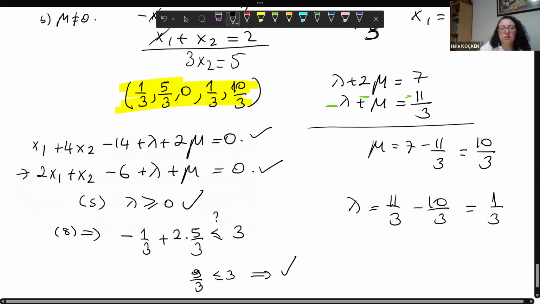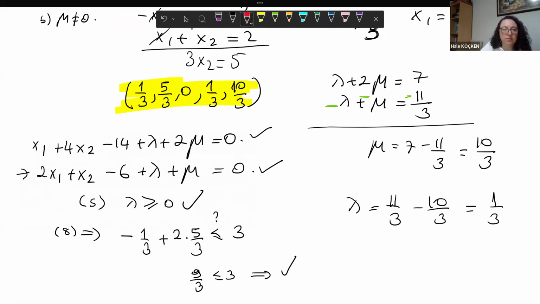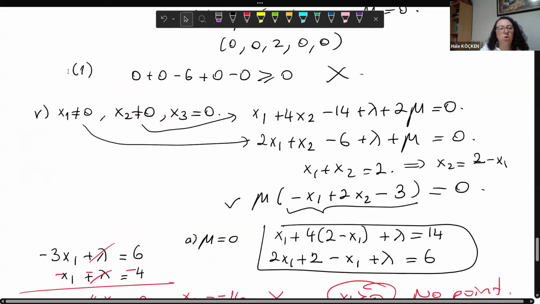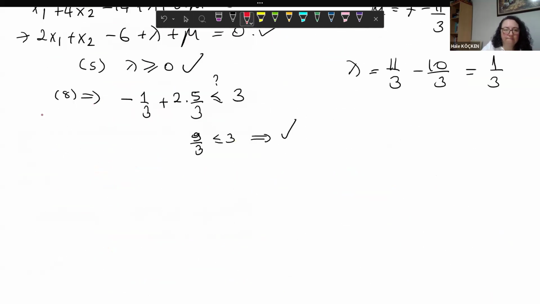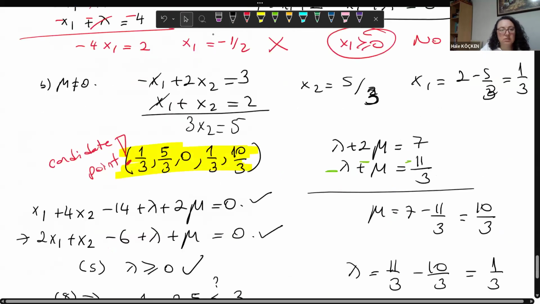Yes. This is a candidate point, guys. Candidate point. Okay? Because it satisfies all the equalities and inequalities in my problem. So this was the fifth case. Now I will write the sixth case. Case 6. What was case 6? I forgot it.